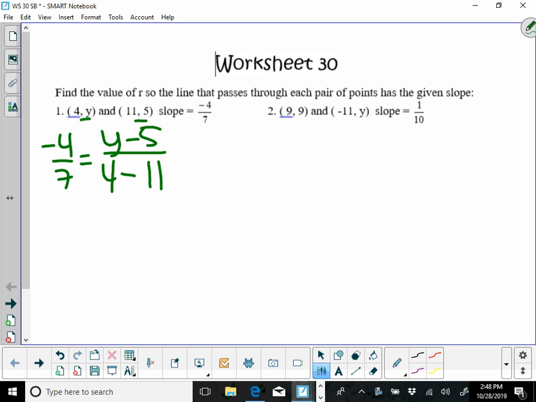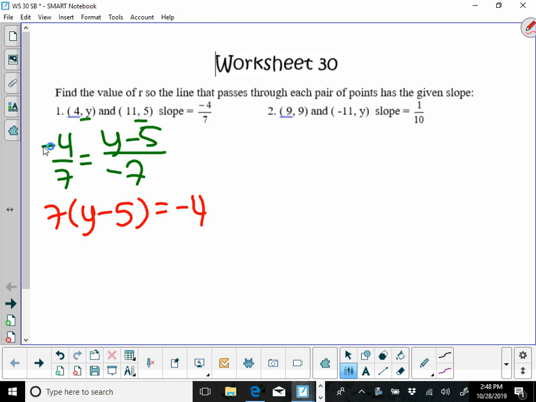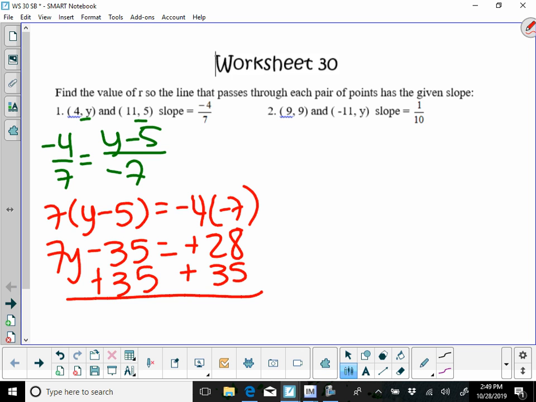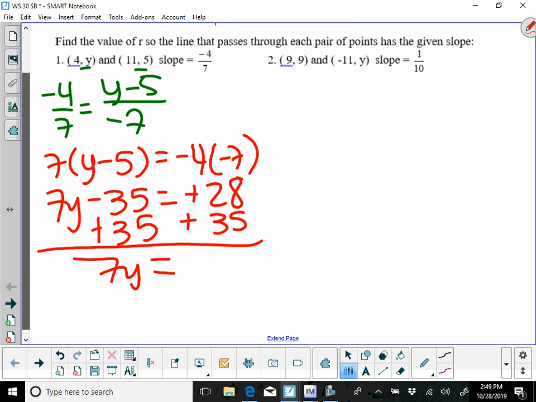4 minus 11 is going to give me negative 7, so I'm going to go ahead and change that. Then I'm just going to cross multiply. So 7 times y minus 5 equals negative 4 times negative 7. We're going to distribute, and then you're going to rearrange. So 7y is going to equal 28 plus 35, that's going to be 63. When we divide by 7, y should equal 9.